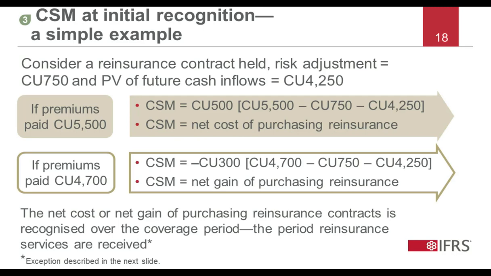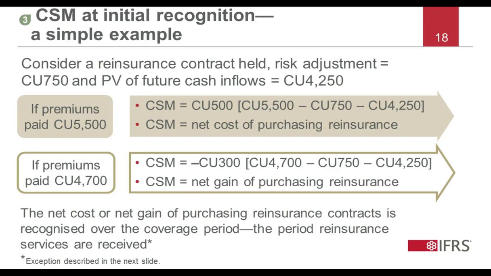Let's consider a simple example. A group of reinsurance contracts has a risk adjustment of 750 and the present value of expected future cash inflows from the reinsurer is 4,250. Those total 5,000. In the first scenario, premiums paid to the reinsurer are 5,500. In this example, the contractual service margin, the CSM, is 500 and represents the net cost of purchasing reinsurance. This is the amount determined after deducting the cash inflows and the risk adjustment from the premiums to be paid to the reinsurer.